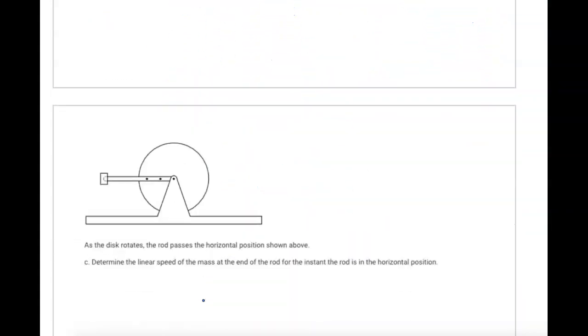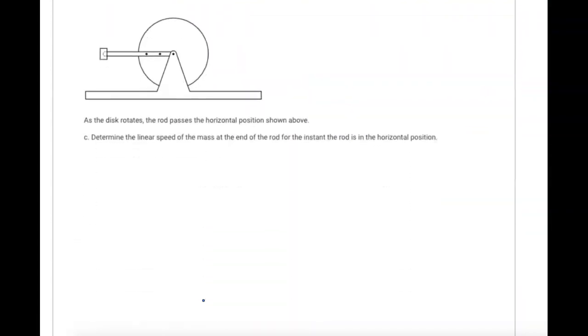For the very last part of this problem: as the disk rotates, the rod passes the horizontal position shown above. Determine the linear speed of the mass at the end. So we want to know what is the linear speed of this, and we're going to just say that that is our direction. So what is it that this thing has at this point that is going to be given up as it rotates down? And we know that we can just use energy here.